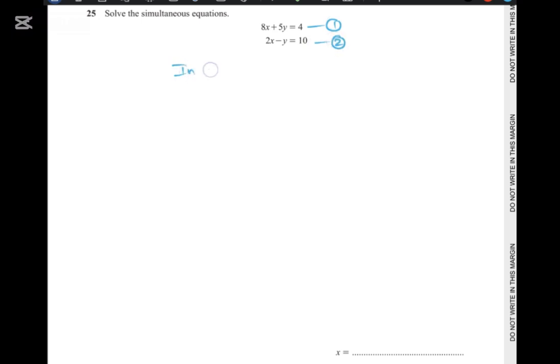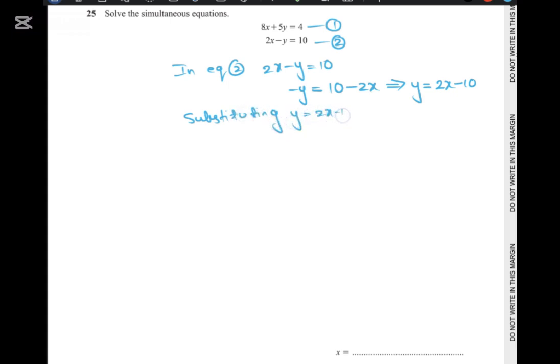Now in equation 2, 2x minus y is equal to 10. Keeping y on the left hand side, negative y, bring 2x onto the right hand side, you get 10 minus 2x. Now I want only y, so if you remove the negative sign, these two terms in the right hand side will change their signs. So 2x minus 2x becomes plus 2x, plus 10 becomes minus 10. This is the value of y. Now substituting this in equation 1, y is equal to 2x minus 10.